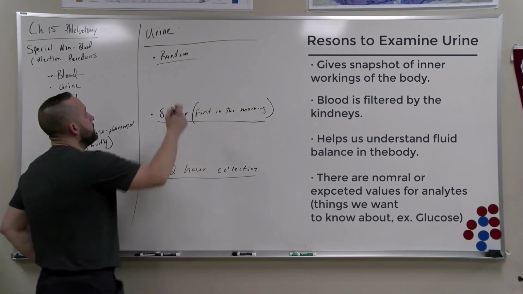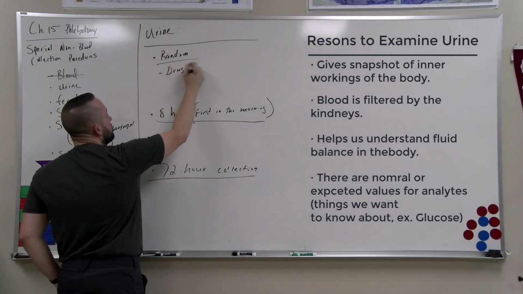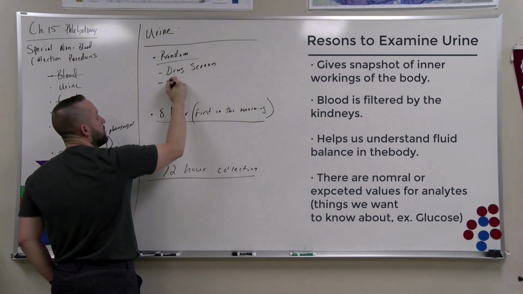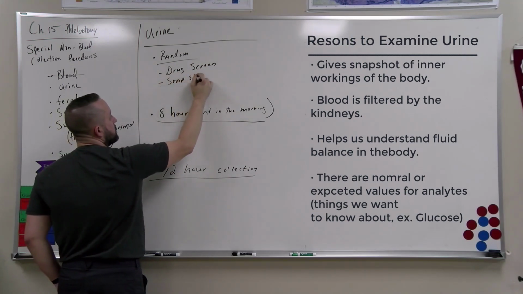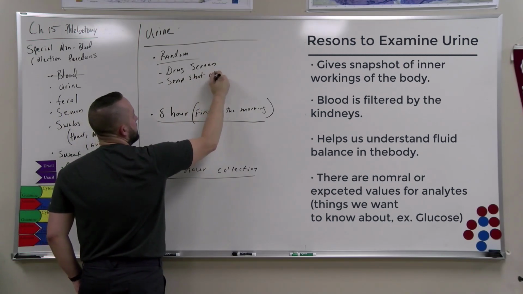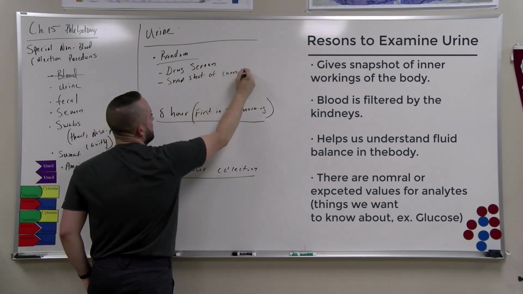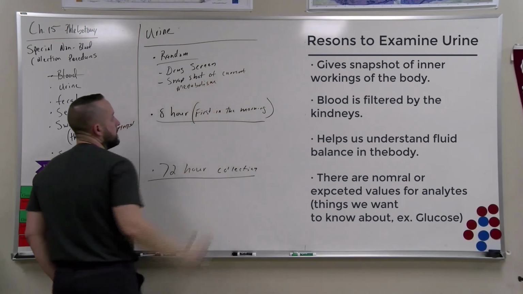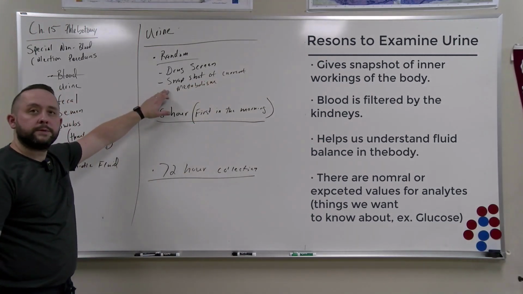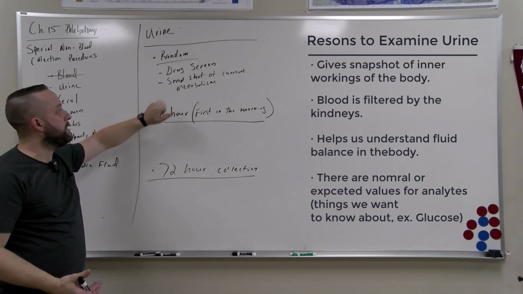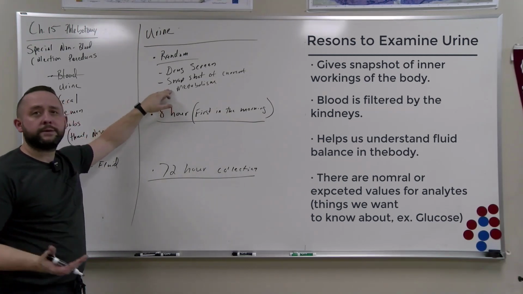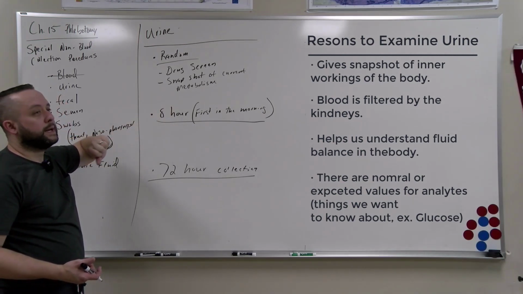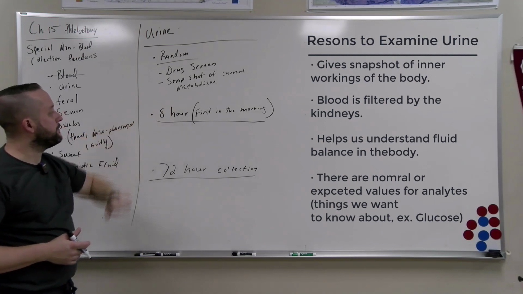Okay, random will be for a drug screen, you know, obvious, or just a snapshot of current, I'm going to say metabolism. Okay. You know, if we have excess glucose going on that's spilling out into our urine, we're going to see that. If we have protein spilling out into our urine, which isn't supposed to be there, we're going to see that. Current kidney functioning at that time, we can look at it. Okay.